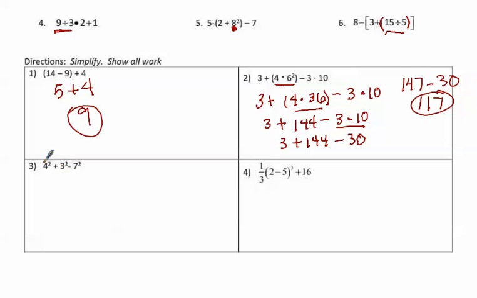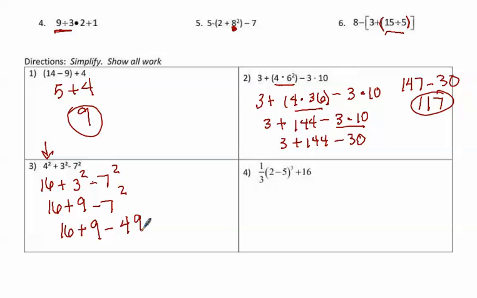In problem 3, always work left to right for each step. So I'm going to find the exponent on the far left. So you'll get 16 plus 3 squared minus 7 squared. And you get 16 plus 9 minus 7 squared. 16 plus 9 minus 49. Add and subtract from left to right. 16 plus 9 is 25, minus 49 is negative 24.